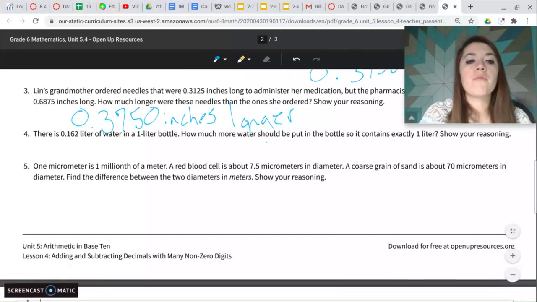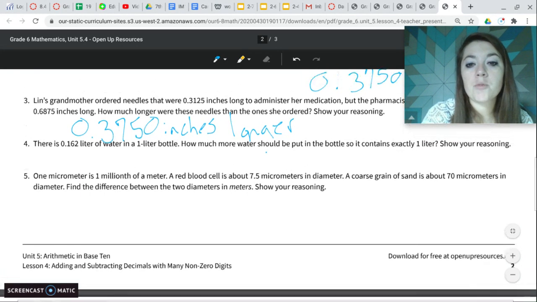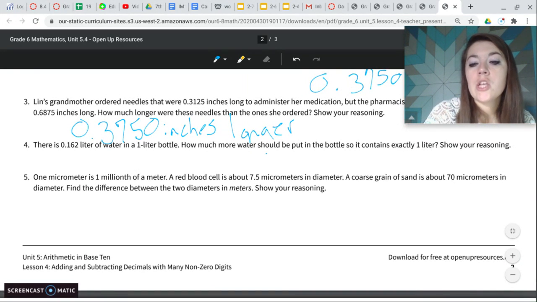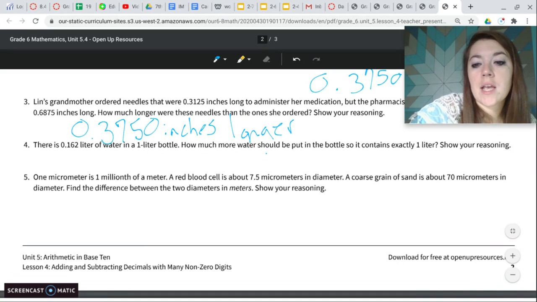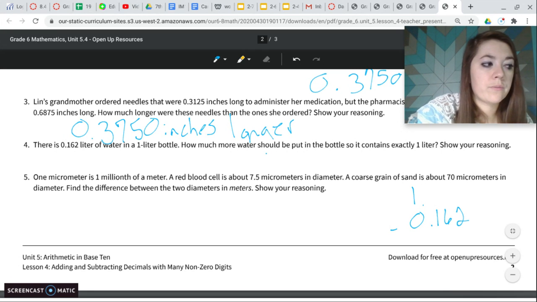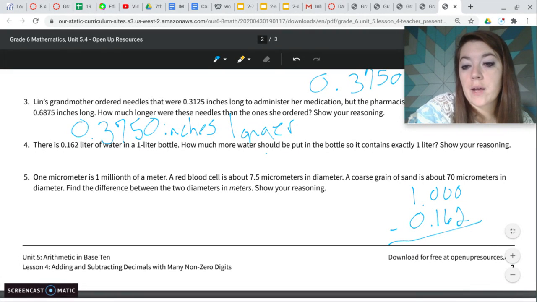All right, number 4. There is 0.162 liter of water in a 1 liter bottle. How much more water should be put in the bottle so it contains exactly 1 liter? So in this case, we're taking 1 and subtracting 0.162 to see how much more needs to be added. So remember, fill out your zeros to continue the place values.